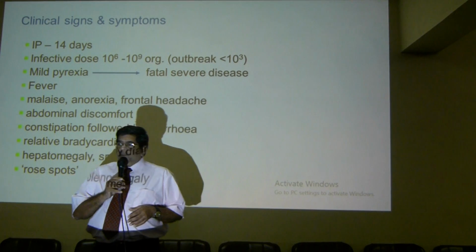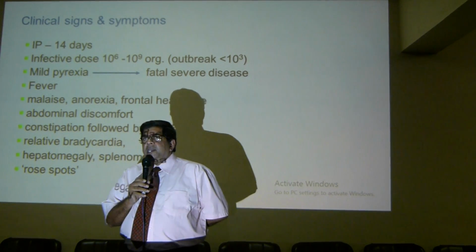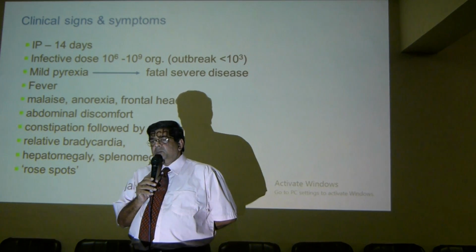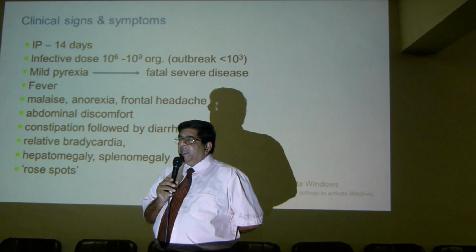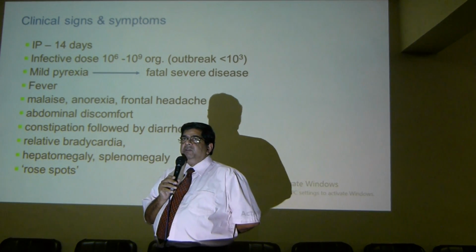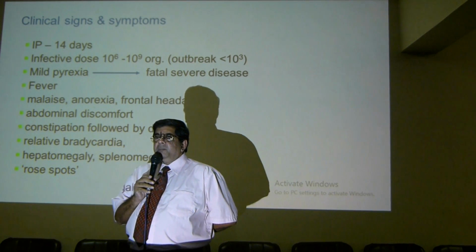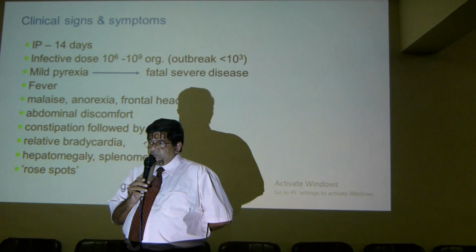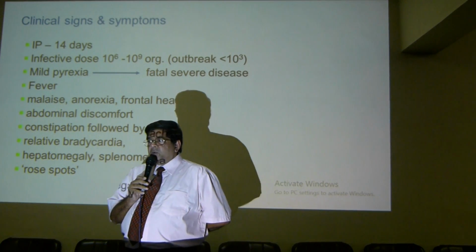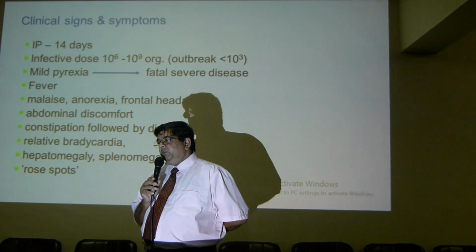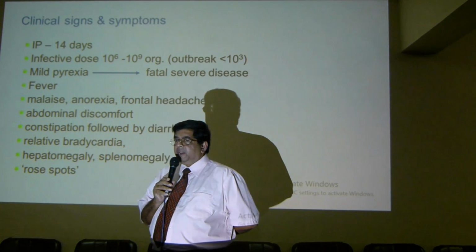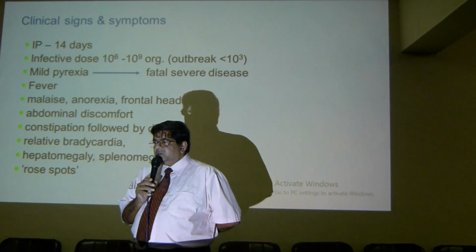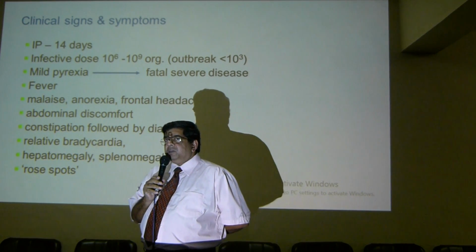So the clinical symptoms would appear in roughly about 2 weeks, where the primary bacteremia is about 1 week to 10 days, and then maybe about another week after, there would be the secondary bacteremia and the real fever that comes on. As I said before, the infective dose could be about 10 to the power 6 to 10 to the power 9 organisms, and of course in outbreak situations it could be even 1,000 organisms.